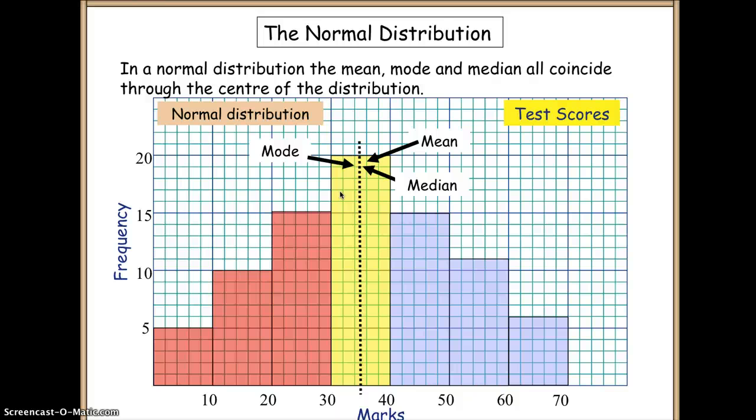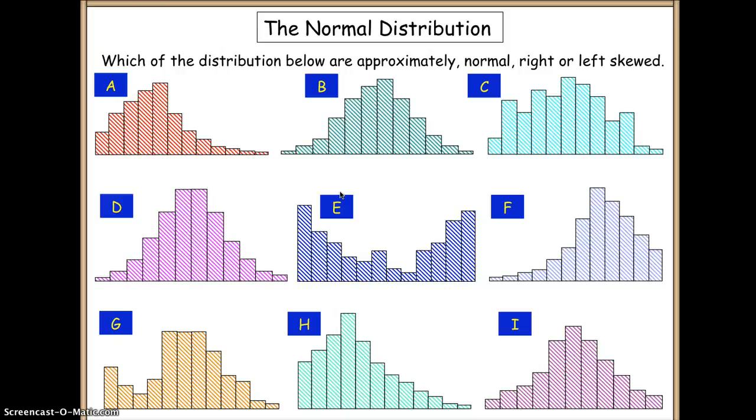Now, let's check your understanding. Stop the video, look at the pictures, and answer them. Once you are ready, play the video again.